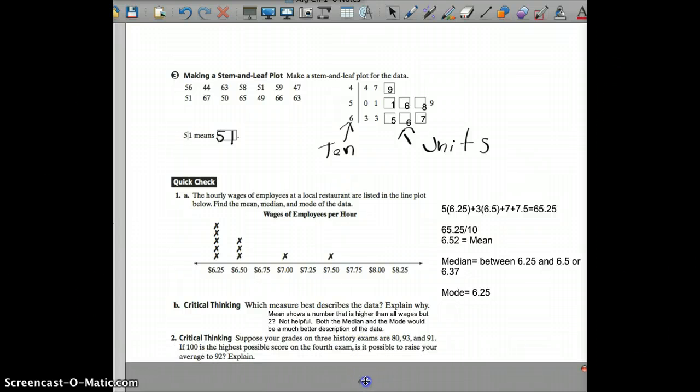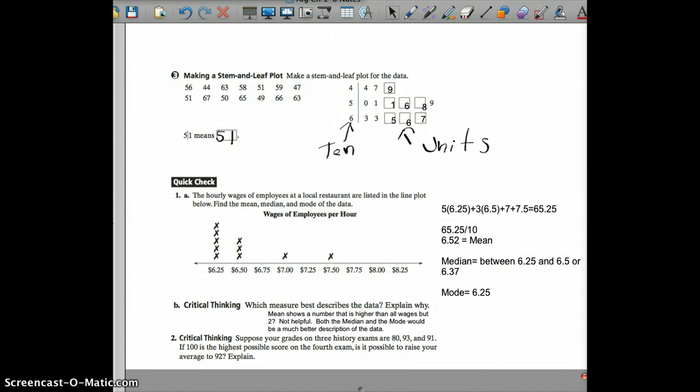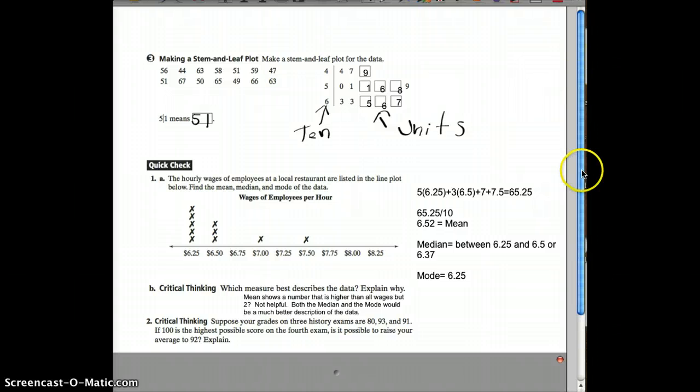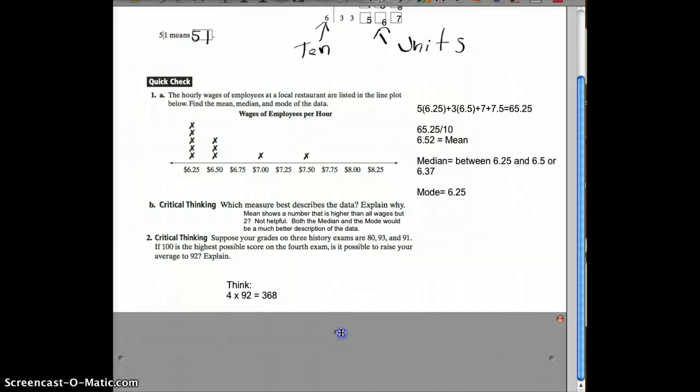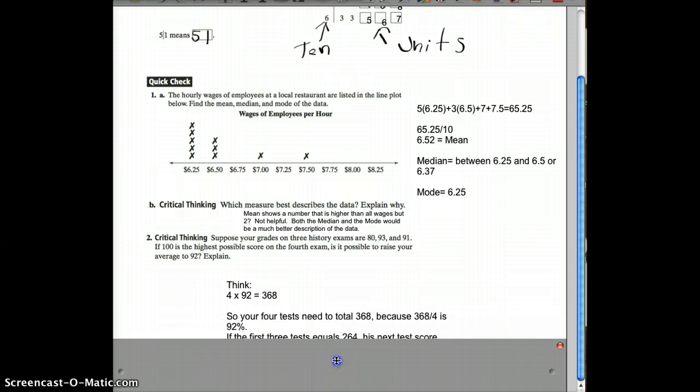Question 2, you've got this exam in social studies, or history, and you want to figure out your 4th one. We can see here from our data that if we start doing the calculations, she wants a 92 average. So the student wants a 92 average, which means we need to get 368 points because 92 times 4 is 368. And so our 4 tests have to add up to 368.